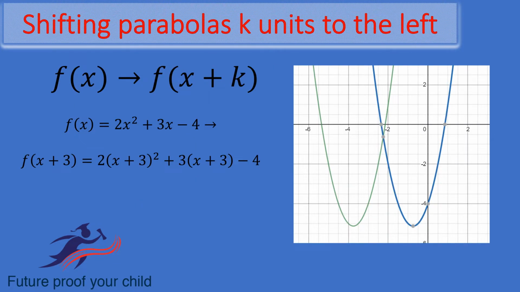So we start by shifting the parabola k units to the left, and I decided to choose 3 as my k value. I started with a parabola of 2x squared plus 3x minus 4, and that is my graph in blue. If I move it 3 units to the left, you can see I replace my x with x plus 3. The result is my green graph, so all my critical points moved 3 units to the left.